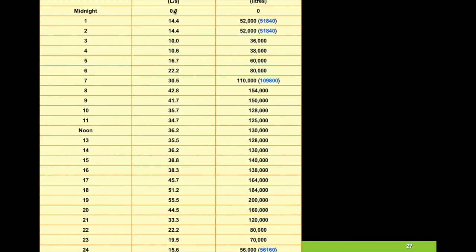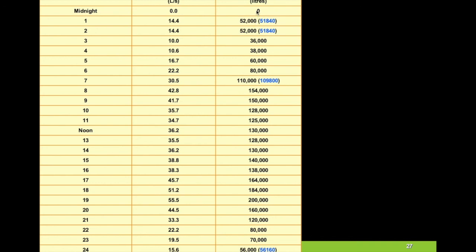Because they have already given you all this data, let's say that you would like to know the volume being used from 6 o'clock to 7 o'clock. That means they are using 30.5 liters per second. This value has got to be multiplied by 60 and by 60 to get the real volume being used for that 1 hour, which is 109,800 liters. So this column also you have to calculate yourself.